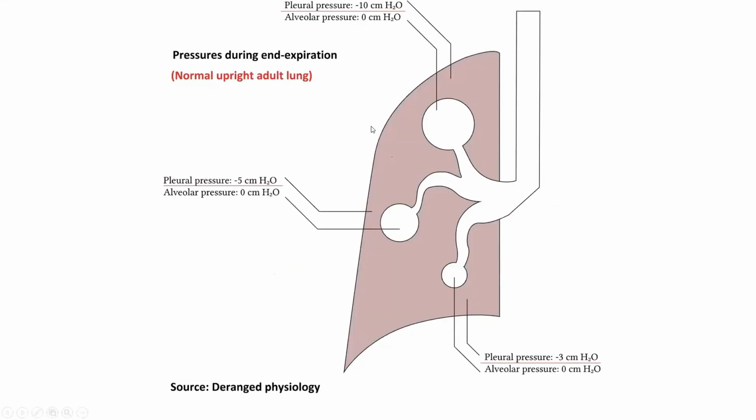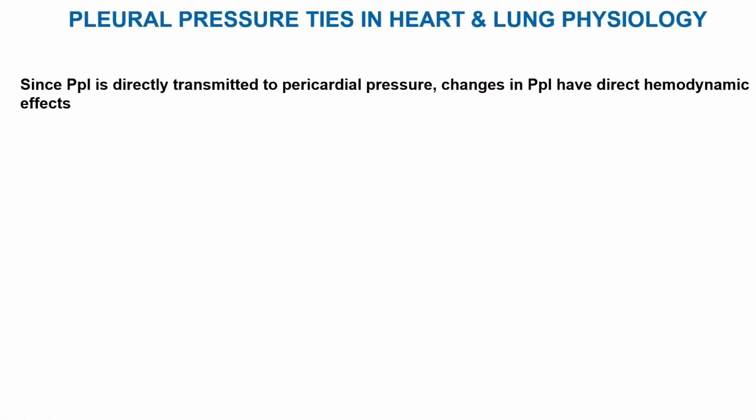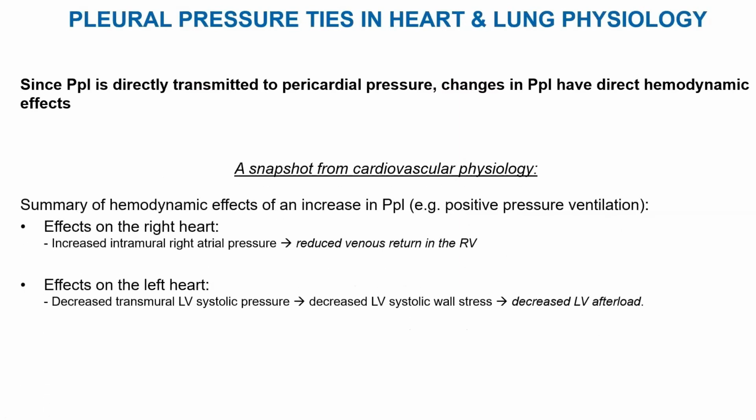This is a cartoon that helps clarify that. This is a person who's standing upright. You can see that in the most non-dependent regions up here, the pleural pressure is lowest. It's in the middle in the middle regions, and highest in the most dependent regions, because these regions are feeling the weight of the structures above them. If you measure the pleural pressure here, it'll be -3, which is higher than the non-dependent regions. And it ties in with heart-lung physiology, and this is the answer to the second question that I asked. This pleural pressure is directly transmitted to pericardial pressure, and therefore changes in pleural pressure have direct hemodynamic effects. So if there's one pressure that has direct hemodynamic consequences, that's pleural pressure. And we'll learn more about that in cardiovascular physiology, its effect on the right heart and the left heart.